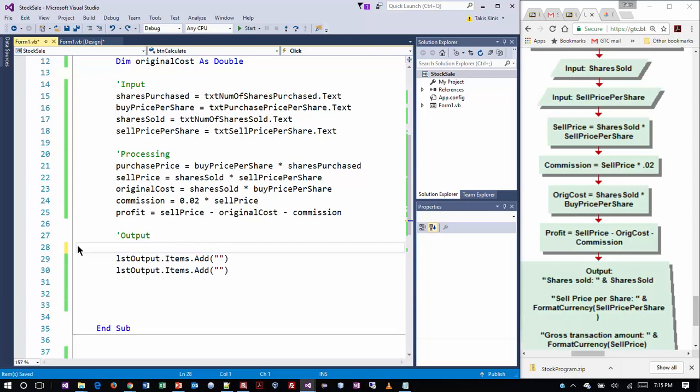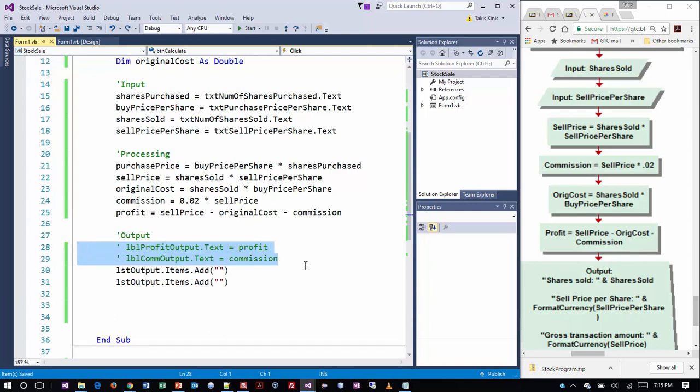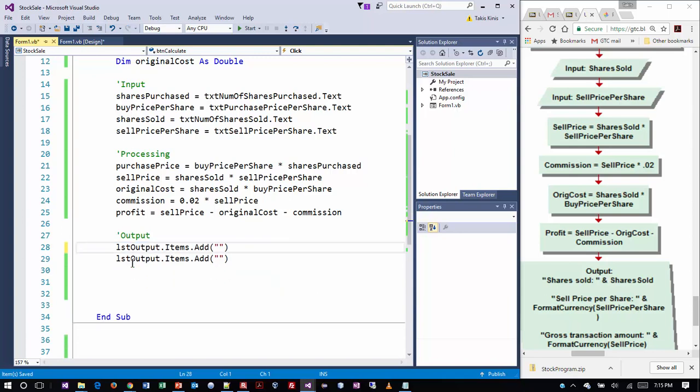In fact, I just deleted them, right? Last time we just took the profit and put it in the text of the label. We took the commission and put it in the text of the label, and it was done. But that's not what we're doing, so I'm deleting those. Now we're going to put stuff into the list box, and I already showed you the general form of doing that.